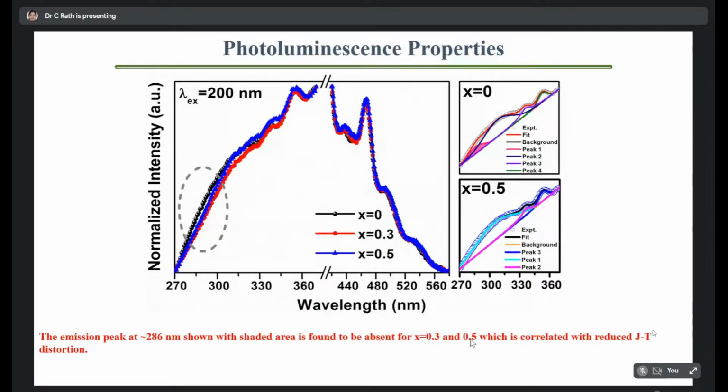That Jahn-Teller distortion we also visualized for the first time from the photoluminescence behavior. We did the excitation of this material at 200 nanometer. These are the emission spectra, and one can see this inset pattern here. There is a 286 nanometer peak in the pristine sample, which is completely absent when x equals 0.5. So this emission peak at 286 nanometer, shown with the shaded area, is found to be absent, and that is correlated with the reduction in Jahn-Teller distortion. That is direct evidence of Jahn-Teller distortion reduction when x is 0.5.